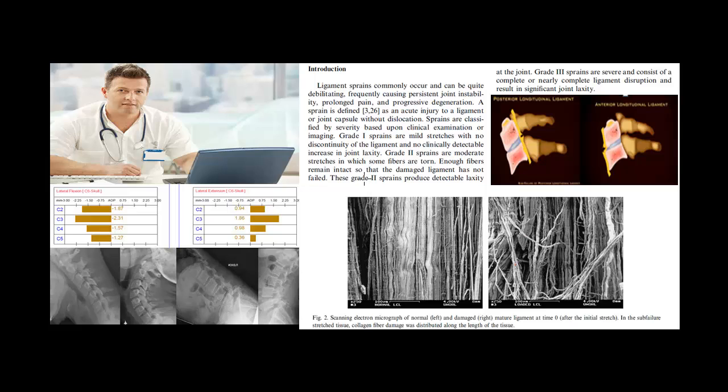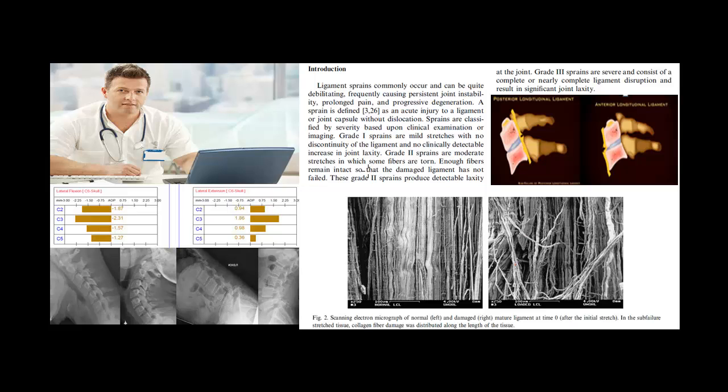That's why it's so important for doctors to understand how to work it up properly to determine the location and the severity of a spinal sprain. Not all sprains are debilitating, but the doctor has to be able to differentiate, and it tells us quite nicely in this excerpt how you do that. A sprain is defined as an acute injury to a ligament or joint capsule without dislocation. Sprains are classified by severity based on clinical examination or imaging.